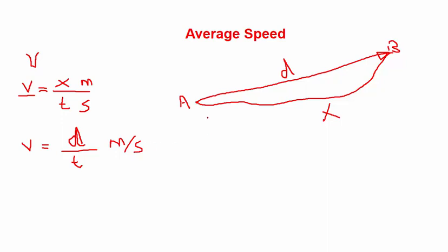Now, the most important distinction between speed and velocity is that velocity has direction. The object travels from A to B. It has a direction. Whereas when we talk about speed, there is no mention of direction. It simply talks about the rate at which the distance is covered. So that's the distinction between average speed and average velocity. All right.